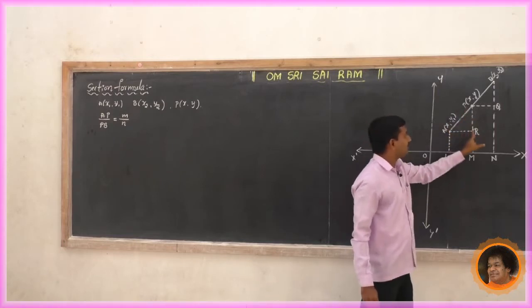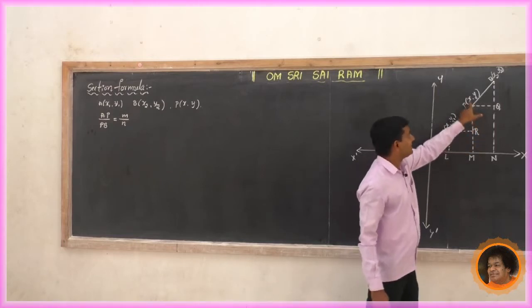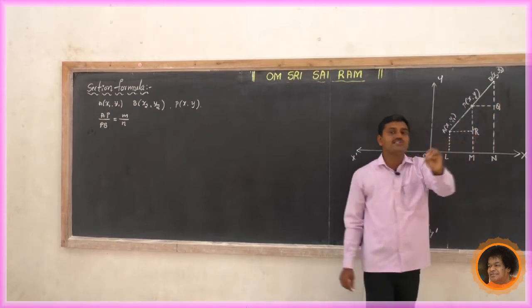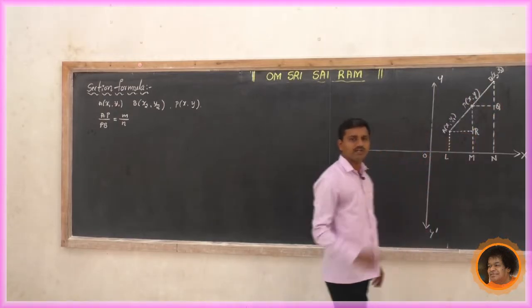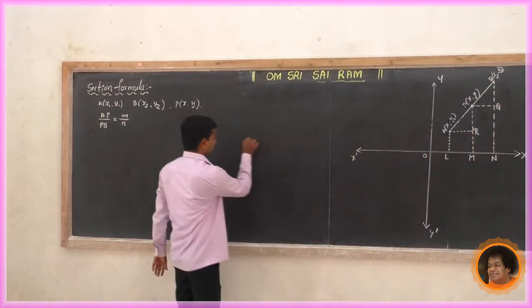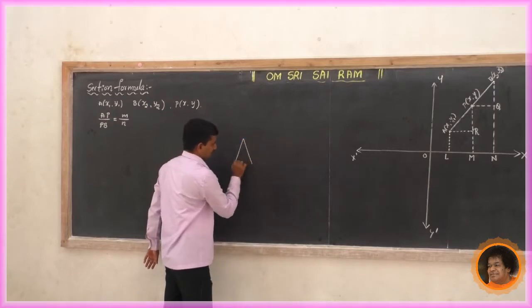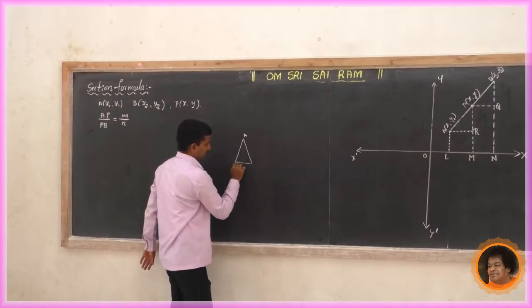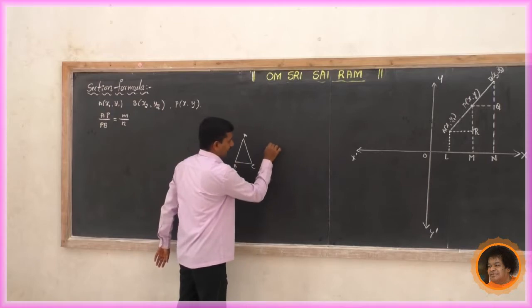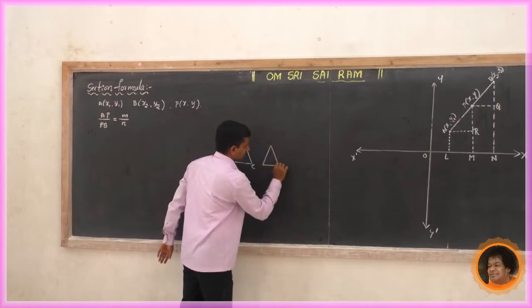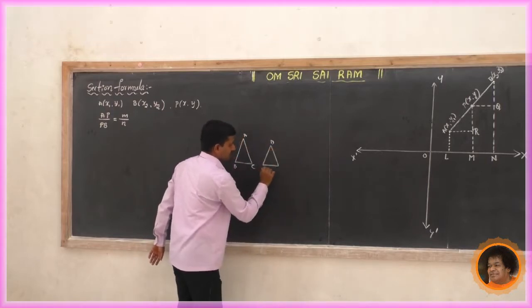Triangle APR and triangle PBQ are similar triangles. What do you mean by similar triangles? Just note the point. Triangle ABC and triangle DEF.